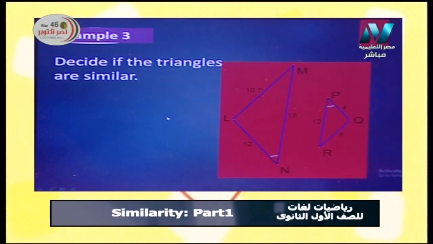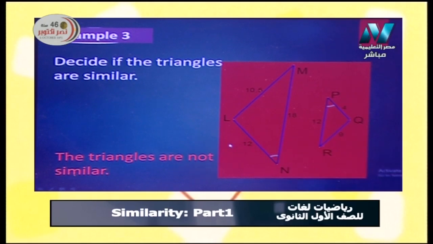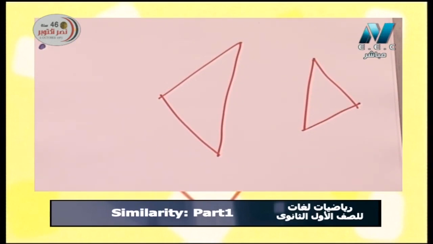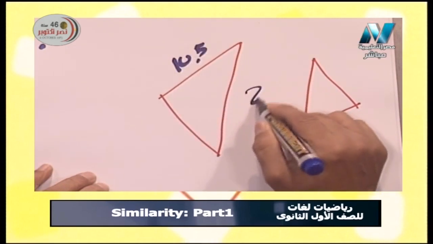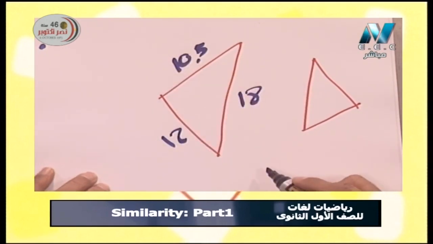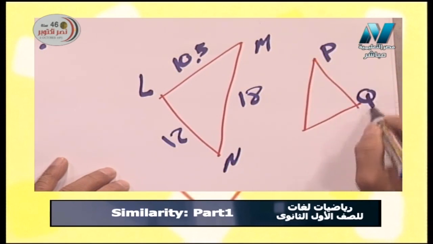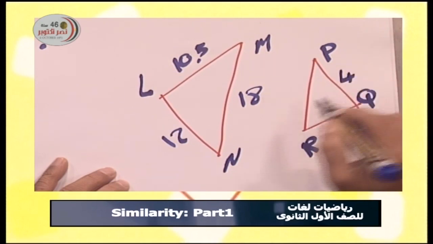Let's move to the second example. We have two triangles. The request is to decide if the triangles are similar. We have three sides here. The triangle LMN is 10.5, 18, 12, and PQR is 12, 4, and 9. Look at this. The triangles are not similar. Why? Let's explain to you. Here we have two triangles, and the sides of the first are 10.5, 18, 12. This is triangle LMN, and we have this triangle, we call it PQR, 9 centimeters here, 4 here, and 12 here.